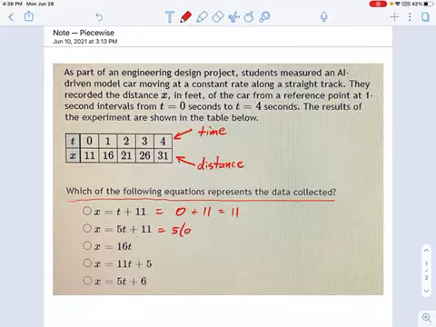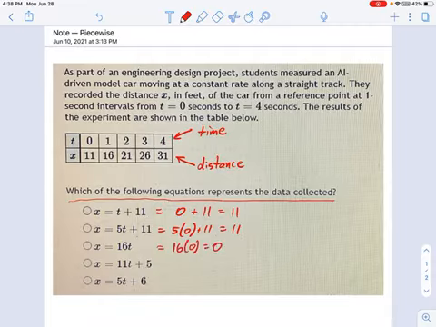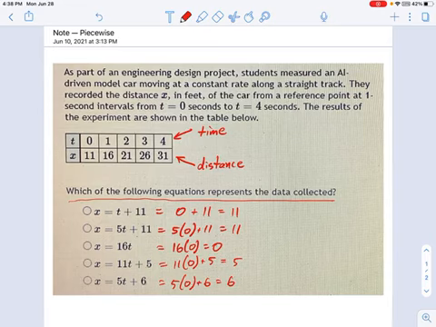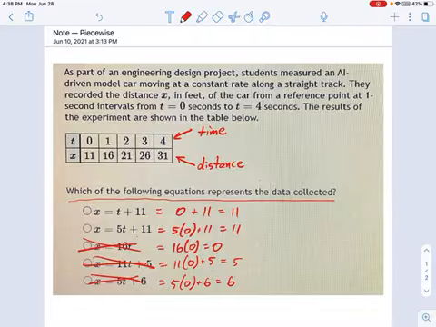How about the next one? Well, 5 times 0 plus 11, that's also 11. But all these other ones aren't going to work, right? 16 times 0, that's just 0. That's no good. 11 times 0 plus 5 equals 5. That's no good. And 5 times 0 plus 6 equals 6. That's no good. So right away, I've got 3 answers that aren't going to work.